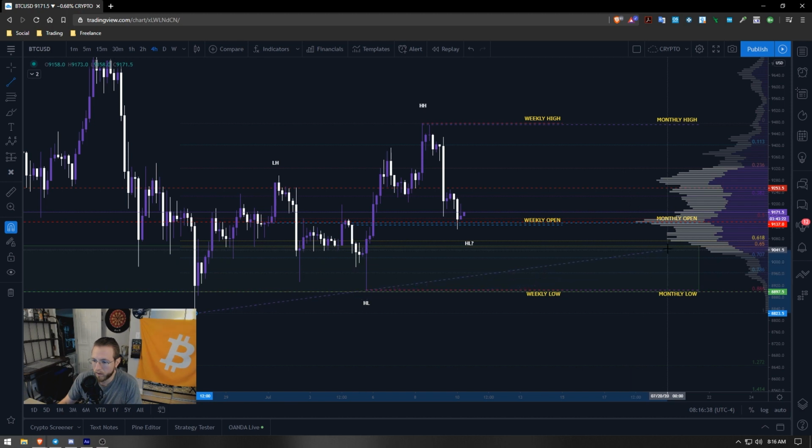I'll draw a trend line here. We need to hold this trend line. Like if we're going to come down, we got to make a higher low. Even if we're going to hit 786, that's totally fine. This higher low can be down here, but we have to hold this trend line.